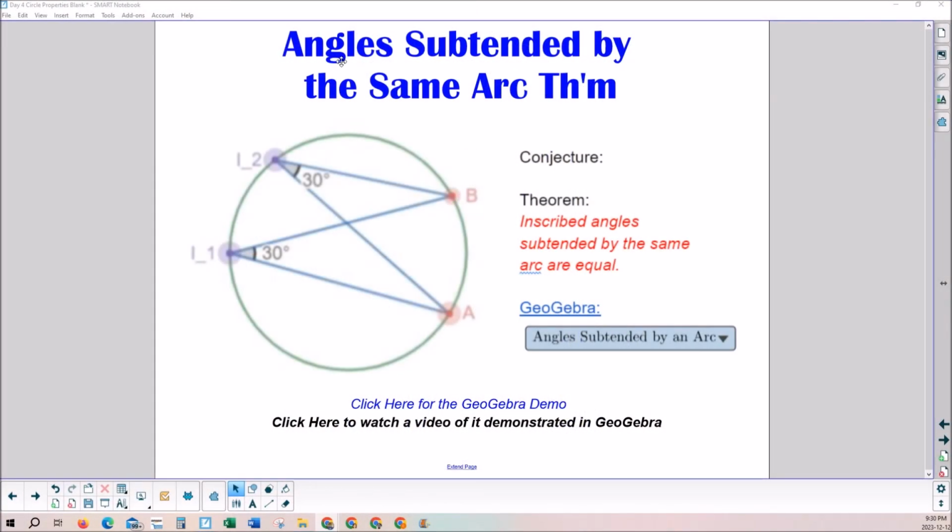So what you just discovered is the angles subtended by the same arc theorem, and that says that inscribed angles subtended from the same arc are equal. Meaning if you have this arc here or chord, doesn't matter, and you go to one point and then go from those same endpoints to another point in the circle, those two inscribed angles are equal. Now let's go to GeoGebra and see this in general.